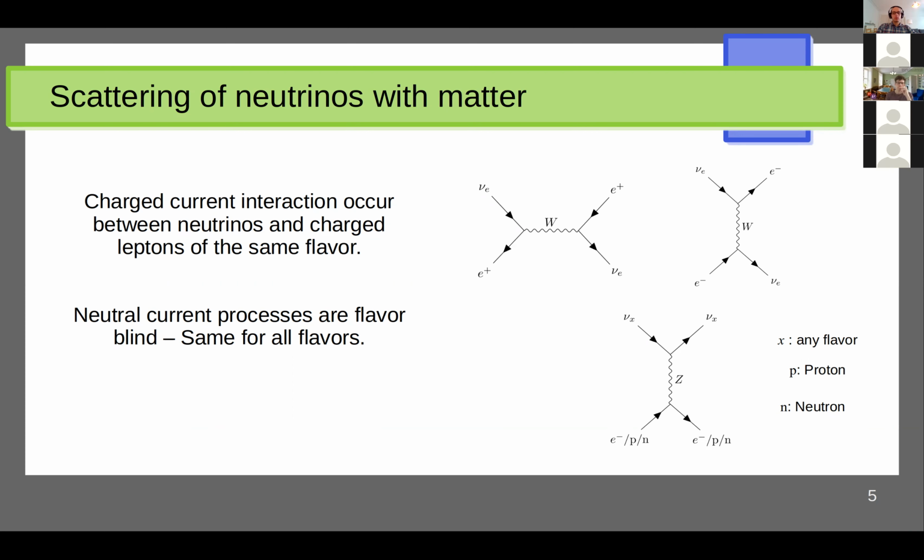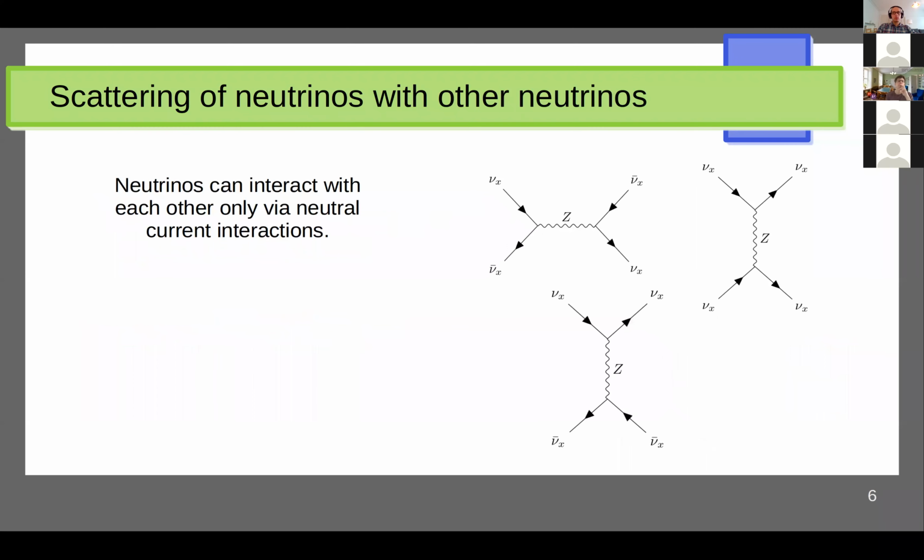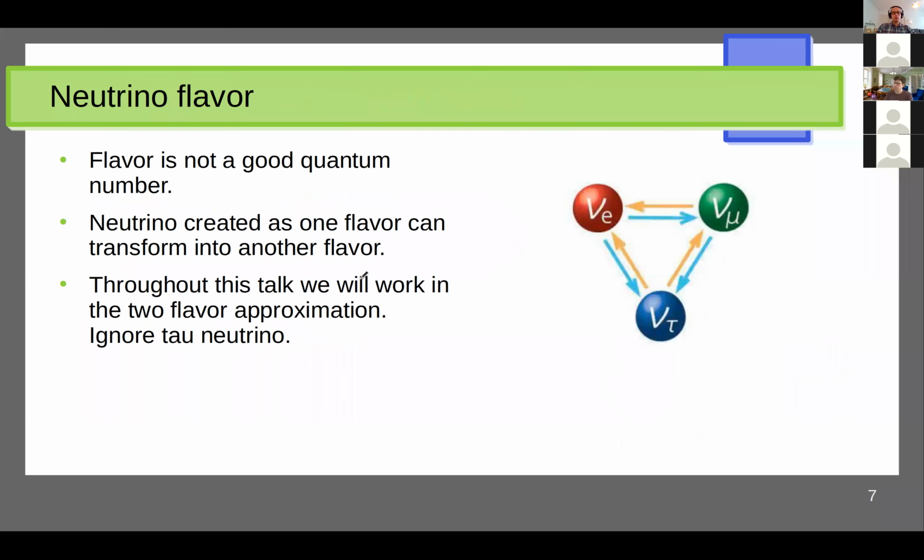Okay. Now, just as neutrinos interact with matter, neutrinos can also interact with other neutrinos by exchanging a Z boson, as described in these Feynman diagrams. Okay, so these will be very important for us later on.